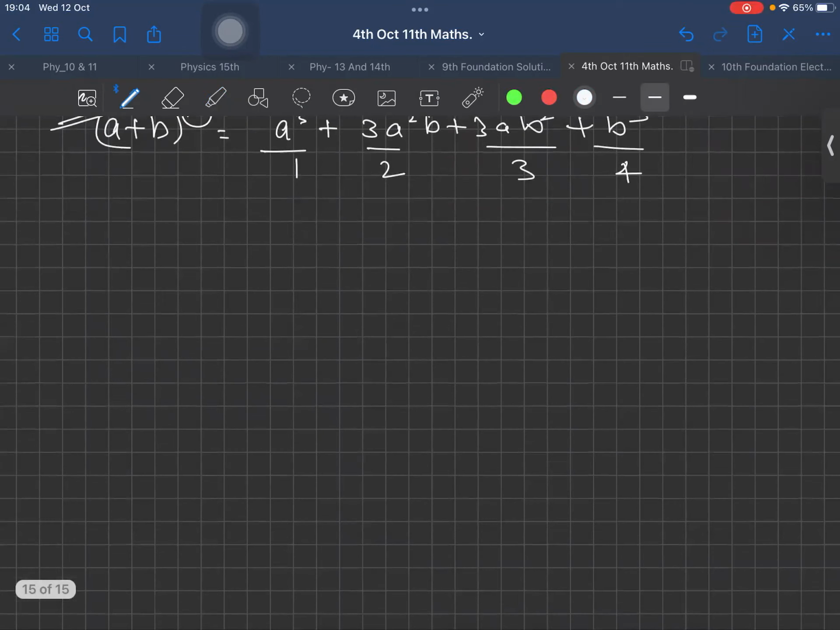Okay. Now using this concept, we can find the general and the middle term. Okay, so the general term of the binomial theorem. So what do you mean by general term?